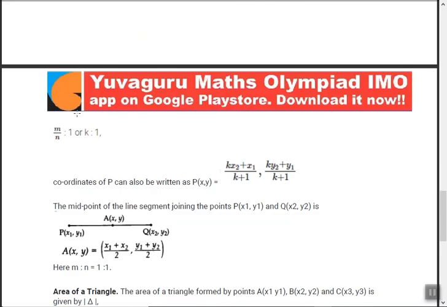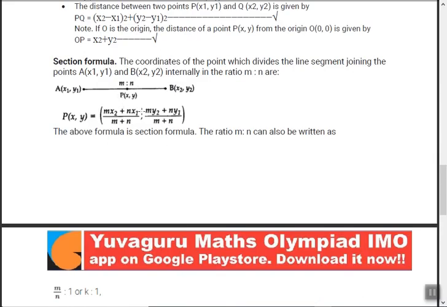See here, if k is written, then the section formula would be kx2 plus 1x1, because n is 1 now since we have written k is to 1. So kx2 plus 1x1 upon k plus 1, ky2 plus 1y1 upon k plus 1. Okay, you can use either one, it's one and the same. This formula or that formula, it's one and the same.